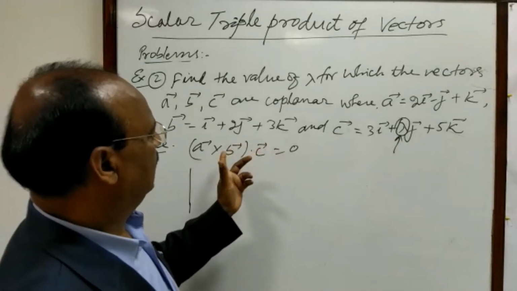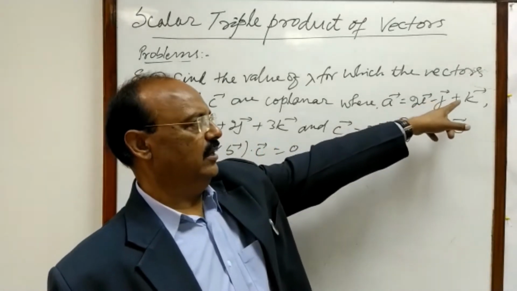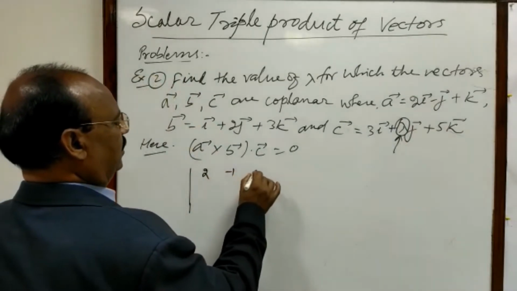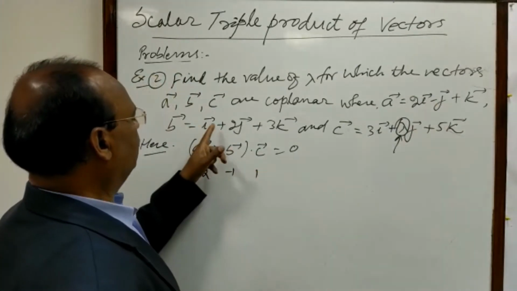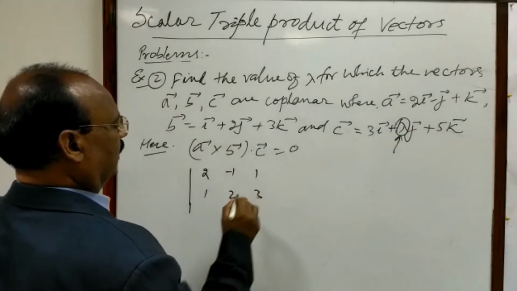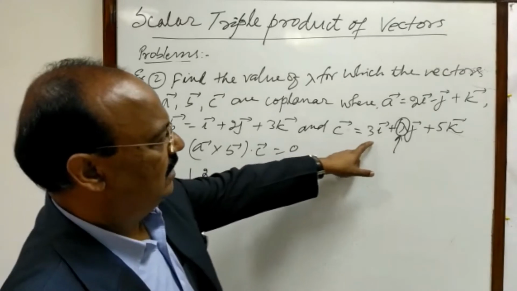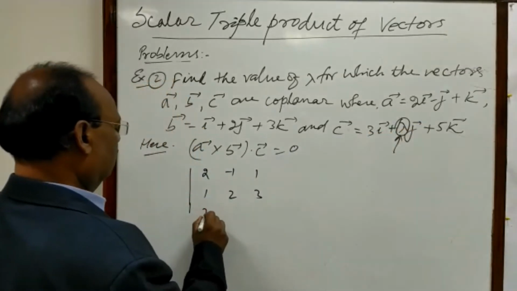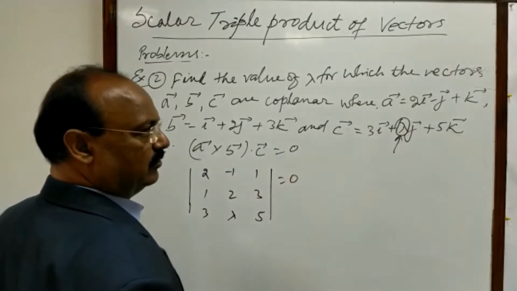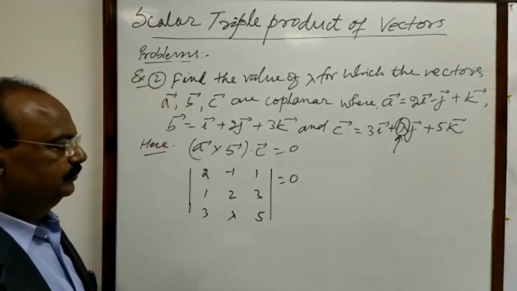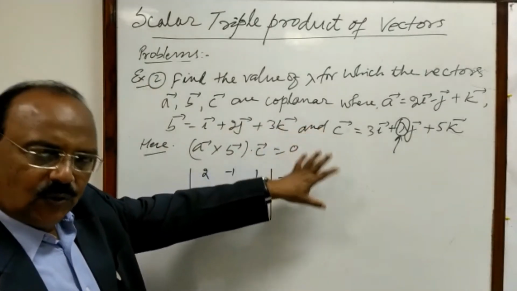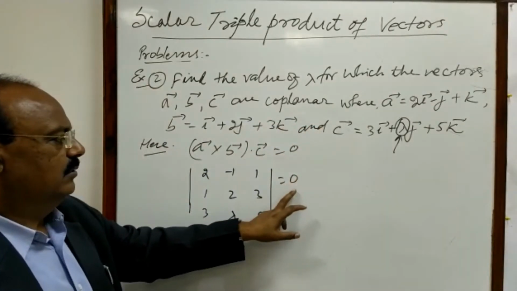So first of all, we will take 2, minus 1 and 1 for the first row. In the second row, we will write coefficients 1, 2 and 3. And in the third row, 3, lambda and 5. This will be equal to 0, because these three given vectors are coplanar.